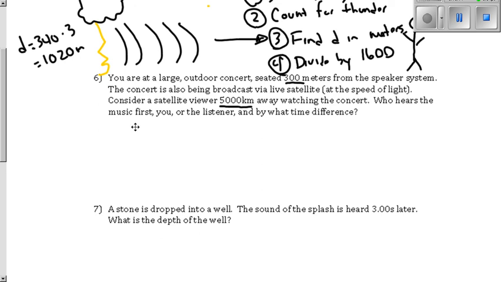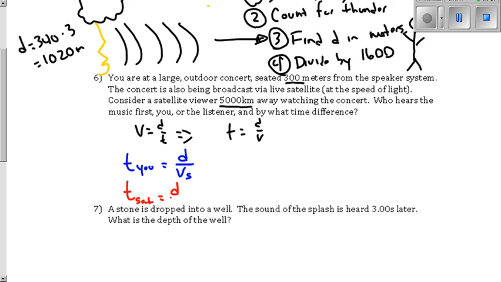Well, we know that in general velocity is distance over time. So if we solve that for time, time is equal to distance over velocity. So in blue, we'll have the time of you sitting in the stands, and in red, we'll have the time of the satellite listener. Okay, the time it takes for you to hear it is the distance that you are away divided by the velocity that you hear the noise at, which is the velocity of sound. And for the satellite listener, it's their distance divided by the speed of light.